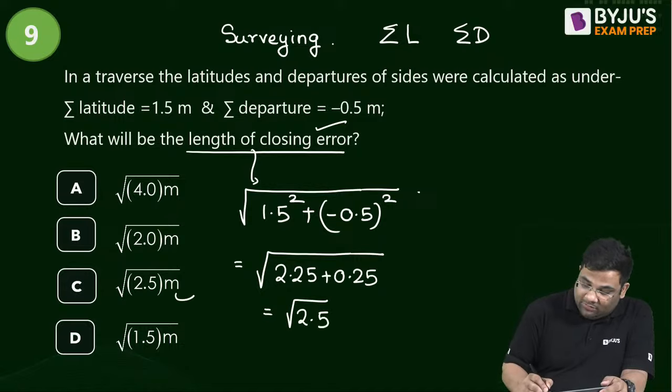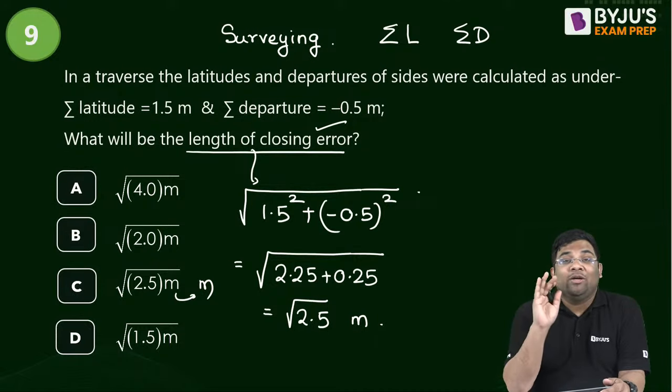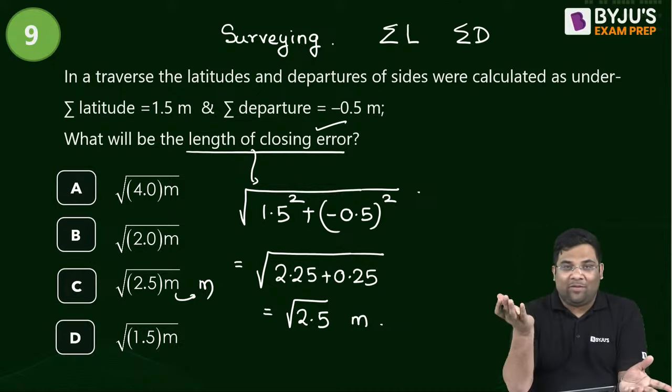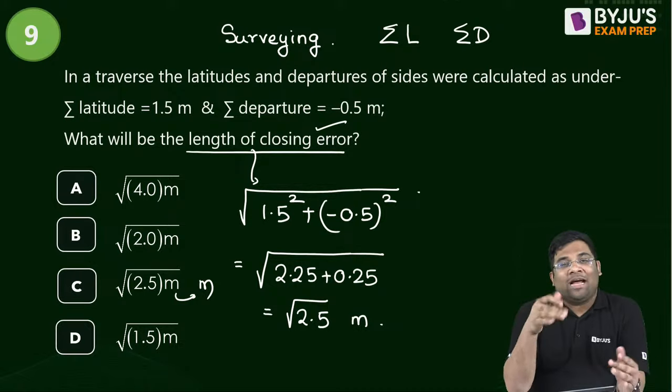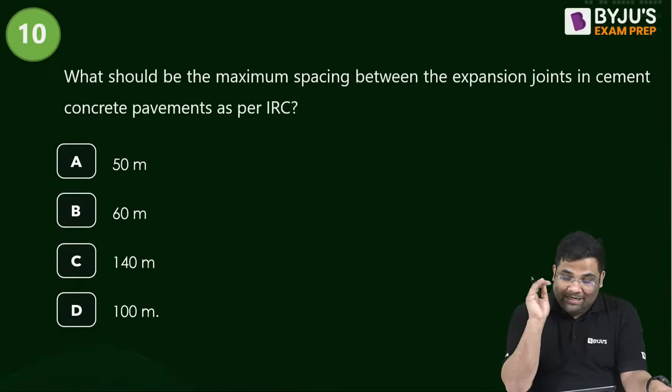So, root under 2.5. Again, you see, they understand that not everyone can find the root. Yes, some students can find it, but all cannot. So they are not asking you to find it; they are asking for the expression. Again, a straightforward question.